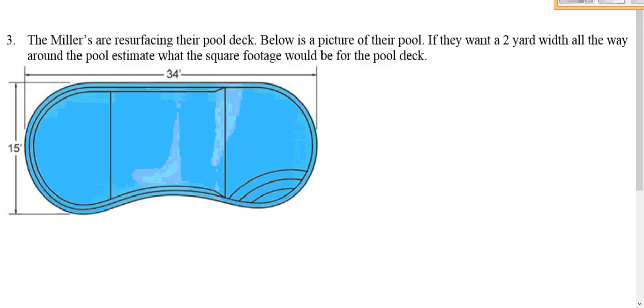The Millers are resurfacing their pool deck. There's a picture of their pool. If they want a 2-yard width all the way around the pool, estimate what the square footage would be for the pool deck. So we're going to approximate it as a rectangle. It's almost a rectangle. It's pretty close to it. Let's make the pool be a rectangle.